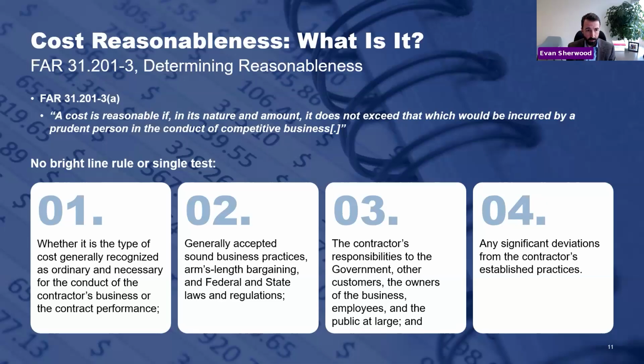What is reasonableness? Thankfully, FAR Part 31 gives us some guidance on this. There's a FAR Cost Principle 31.201-3. We've got some key quotes on the screen. I'm going to read it. A cost is reasonable if, in its nature and amount, it does not exceed that which would be incurred by a prudent person in the conduct of competitive business. There's two parts of that I want to pull out: nature and amount. The cost needs to be the type of cost that a business would ordinarily incur, and it needs to be reasonable in amount, which essentially means not too high, right?